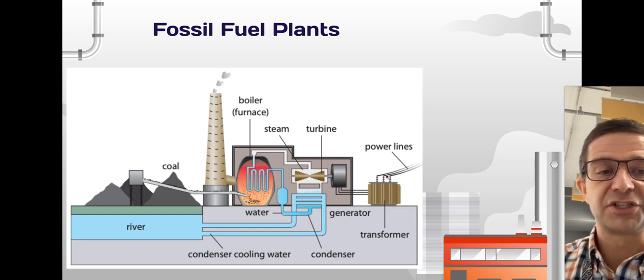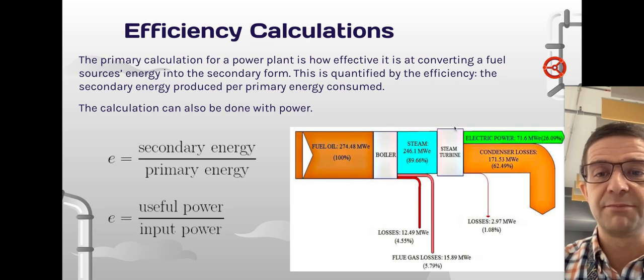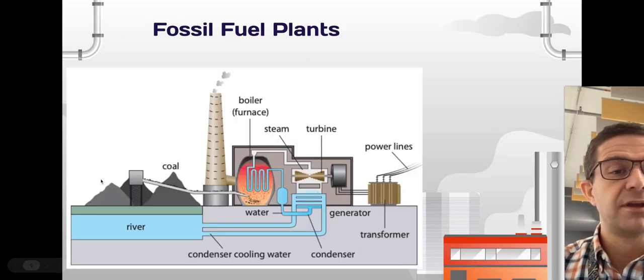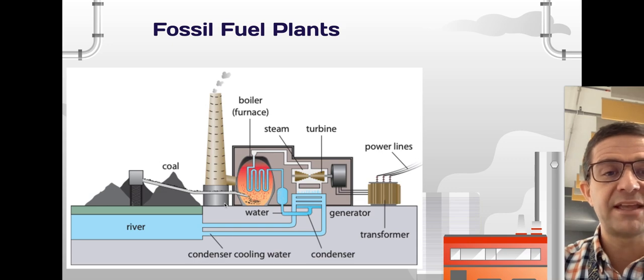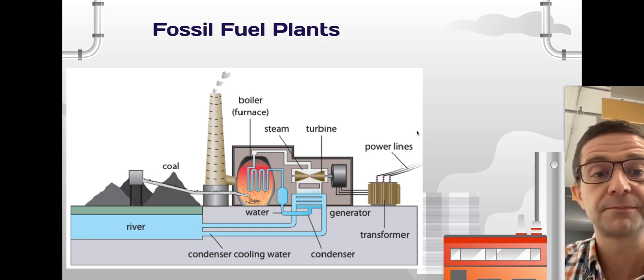So in terms of your Sankey diagram, we can compare what we see here to what we saw on the previous slide, where you have fuel coming in, the boiler producing steam, and the turbine producing electrical power. So we have the coal coming in, the boiler producing steam, the steam driving a turbine to produce electrical power.